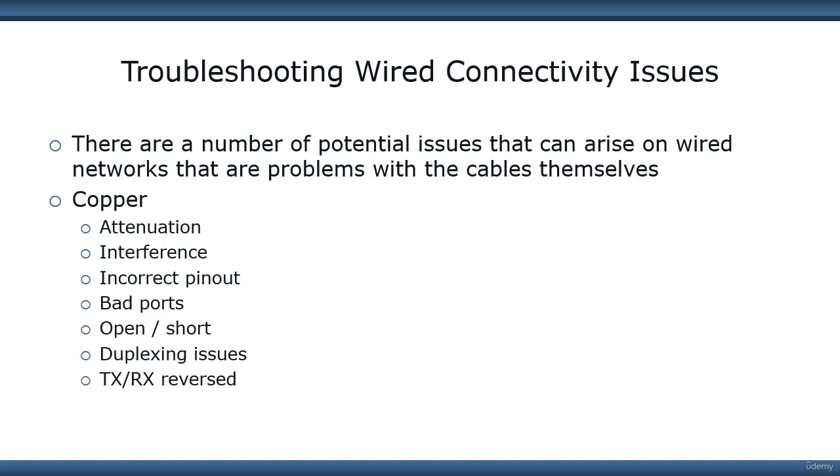Okay, so we've gone through wireless connectivity issues. There are also a number of potential issues that can arise on wired networks. Typically, these specific problems are problems within the cables themselves. So we still have attenuation. We still have distance limitations on wired networks: if a cable drop is too long between the client and the switch, that can cause the degradation of the signal.